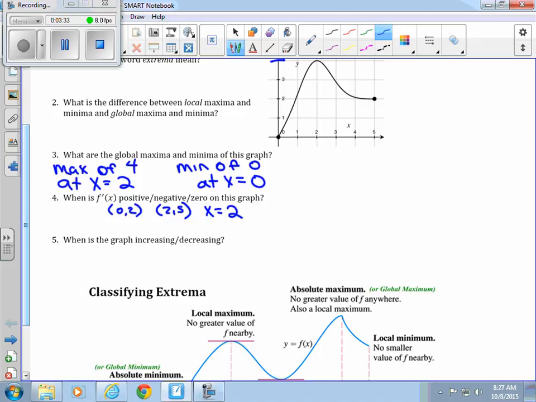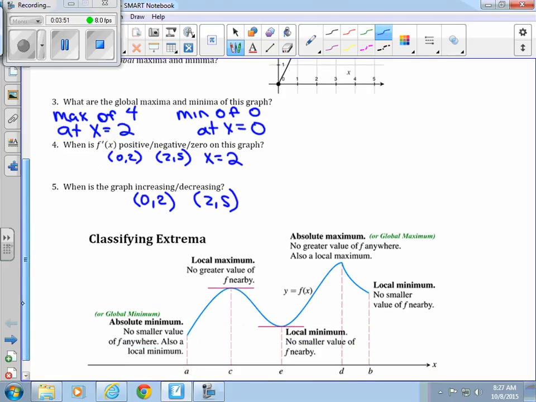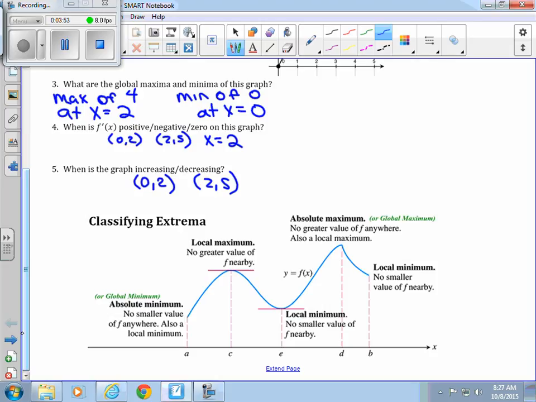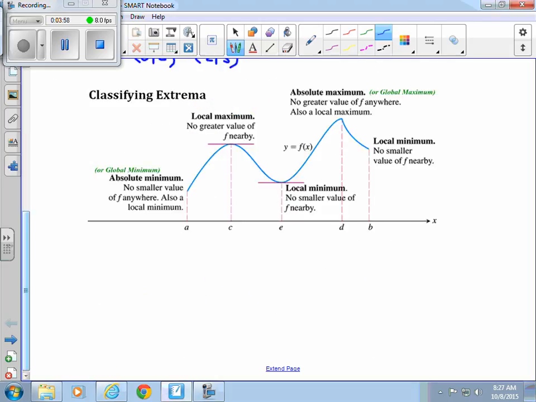When is the graph increasing and when is it decreasing? Didn't you just answer that question? So it definitely seems like increasing and decreasing is very much tied to the first derivative. So that's one of the things we'll be looking at today. Before I go to the next slide, I wanted you to look at this picture. It's a picture of absolute minimums and local minimums and absolute maximums and local maximums.